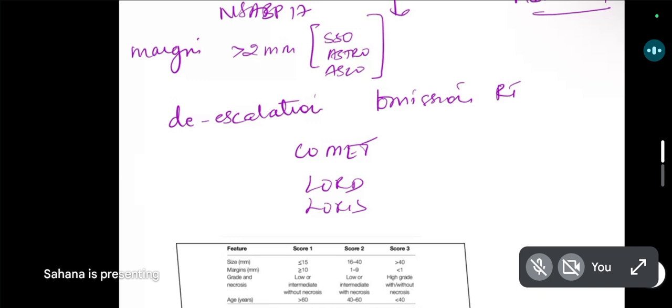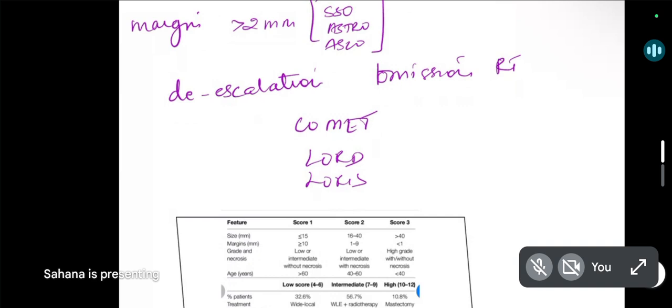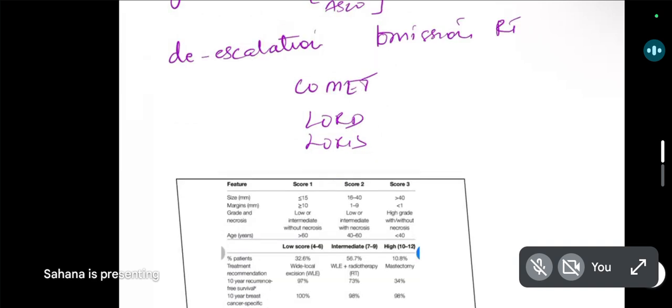So they took age, size of the DCIS, margins, grade, and necrosis. So they gave a score of 1 to 3, and the final score was 3 to 9. Okay, because the old one did not have age. The modified one added age to it, so it became 12. So there it is 4 to 12.